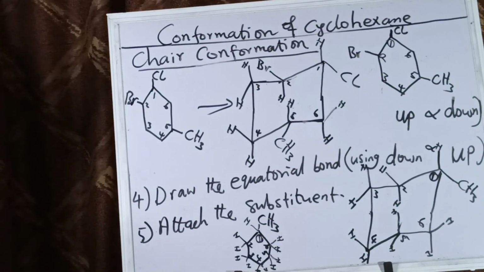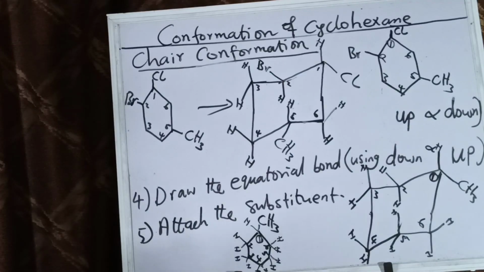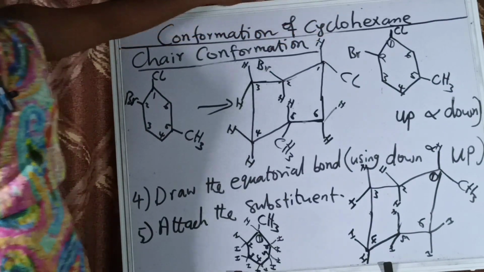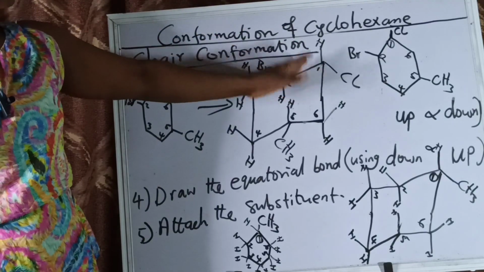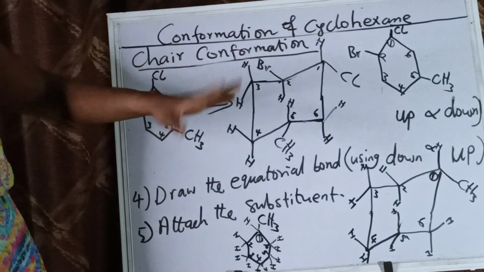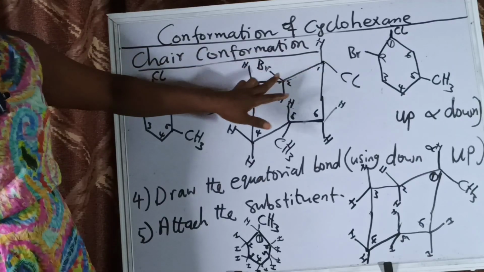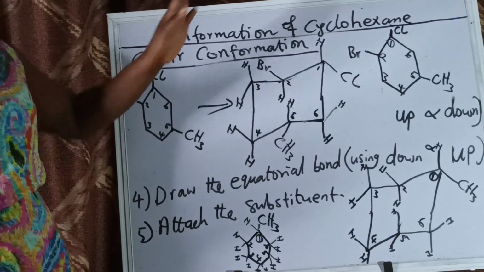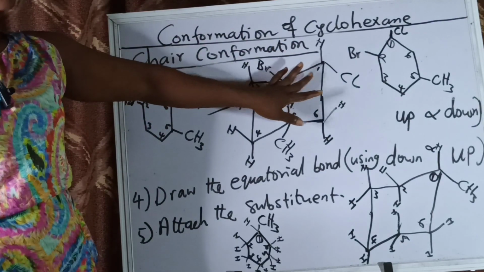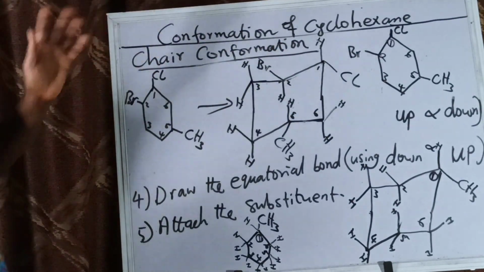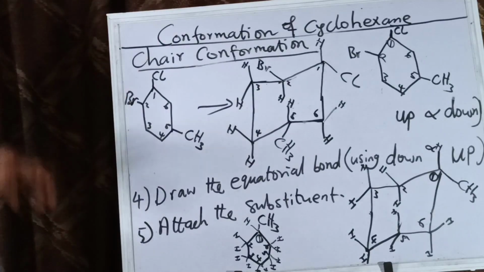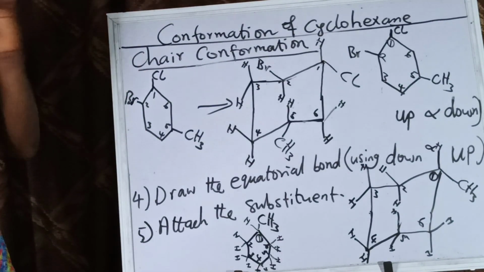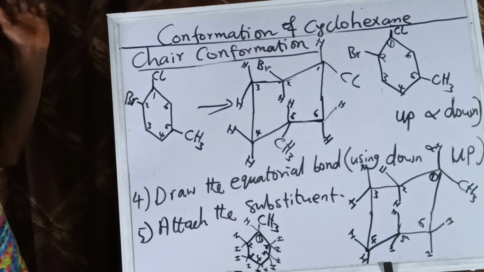When it comes to flipping, the only thing that will happen is that the equatorial will become the axial, and the axial will become the equatorial. But it maintains the same structure, the same layered structure, and the same carbon numbering. The only difference in the flipping is that the equatorial becomes the axial and the axial becomes the equatorial. Simple. I hope it's understandable.